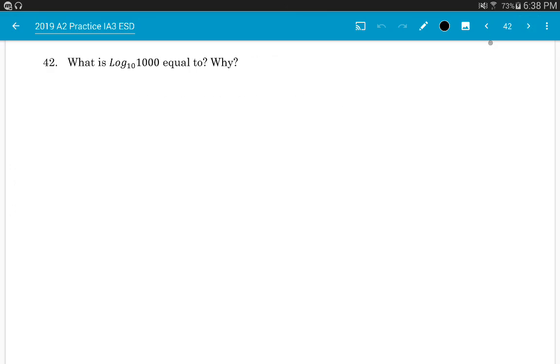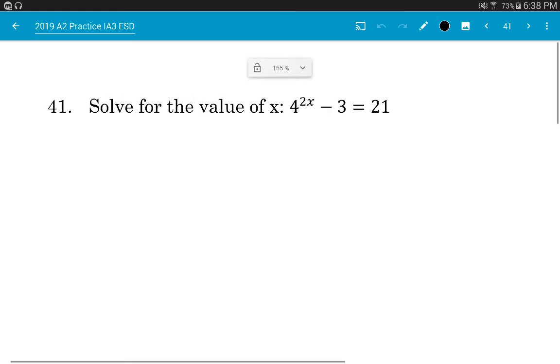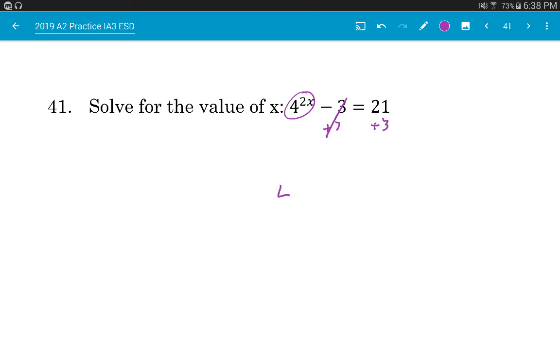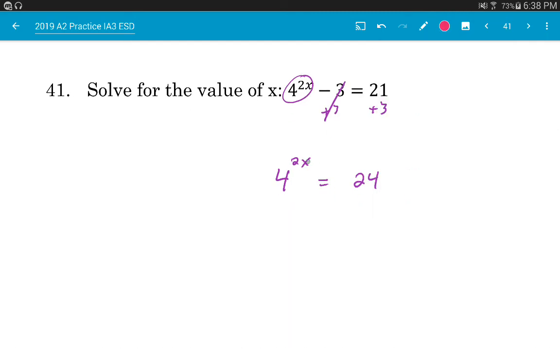Last but not least, solve for the value of x. Wait, there's one more, right? Yes. Solve for the value of x. Once again, I'm going to want this by itself, so I'm going to add 3 to both sides. I'm going to get 4 to the 2x is equal to 24. I want to bring down the exponent, so I'm going to need to log both sides. Log will allow me to bring that down. Now it's in front and not up there, but I need to log the other side too. Got to be even.